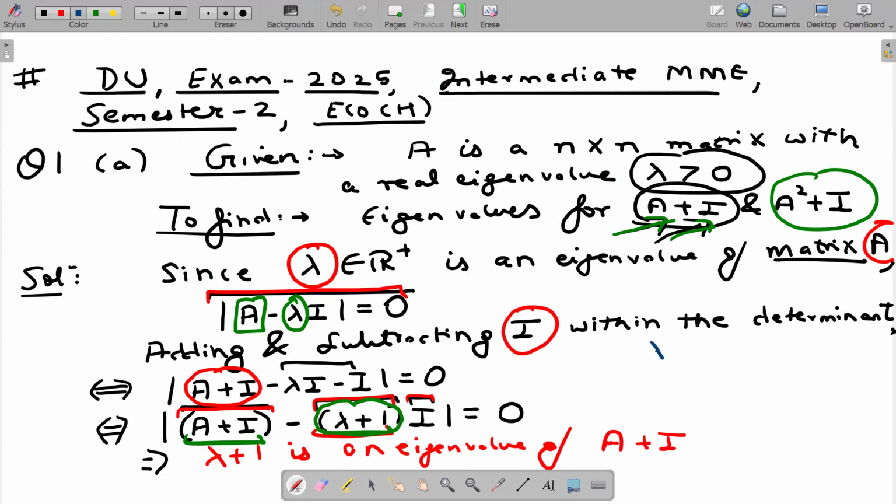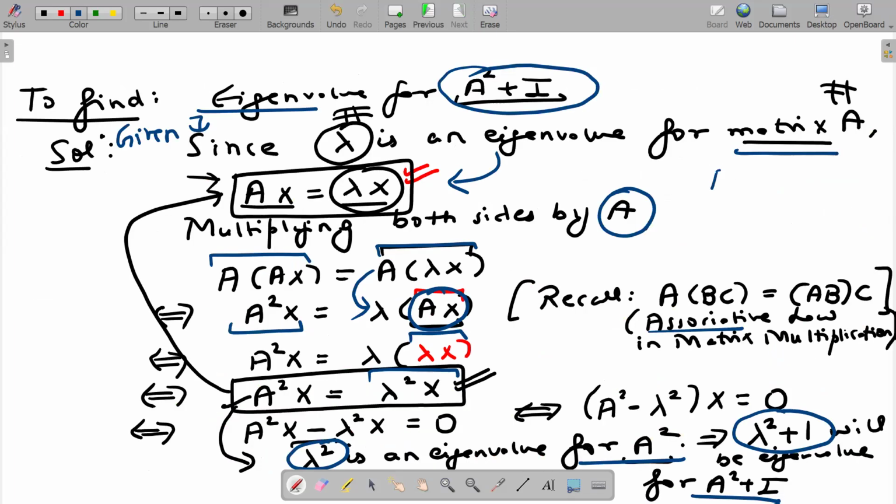I can even go back to the previous page and students can clearly see the pattern. If lambda is the eigenvalue for A, the eigenvalue for A plus I we got was lambda plus 1. That means to A, the moment I add I, the eigenvalue gets added by 1. Same pattern I've repeated here. For A square, the eigenvalue I got was lambda square. So for A square plus I, the moment I've added I, the eigenvalue gets added by 1. So this is my answer for the eigenvalue for A square plus I.